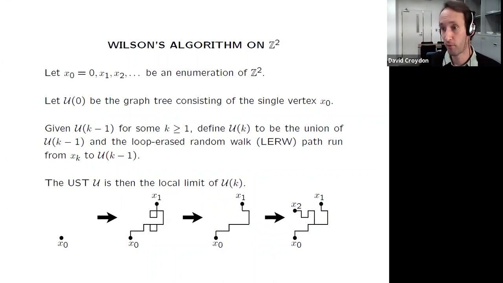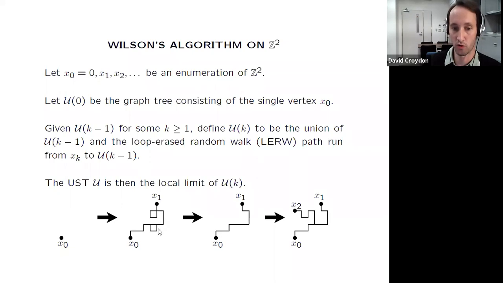Many probabilists at least have heard of how we can extend this to generate the whole tree. This was an algorithm introduced by David Wilson. I'll be a little brief with this, but hopefully it's reasonably clear. We start by listing all the vertices of Z2. Let's fix x0 to be the origin, it doesn't really matter, and take that to be our seed. We then run our random walk. The path from the next vertex in the sequence, x1, to x0, is just a loop-erased random walk, so we just do that.